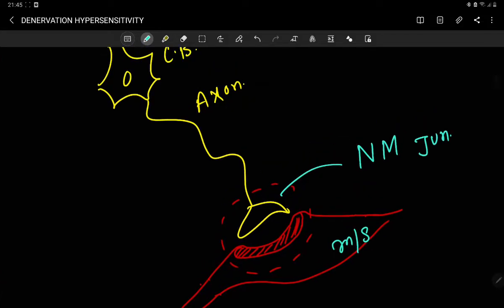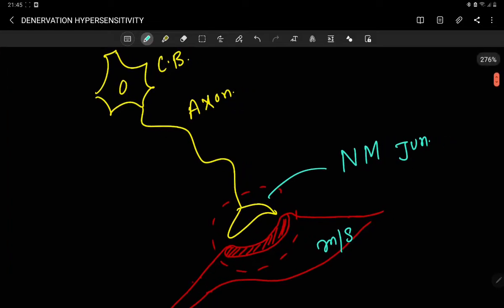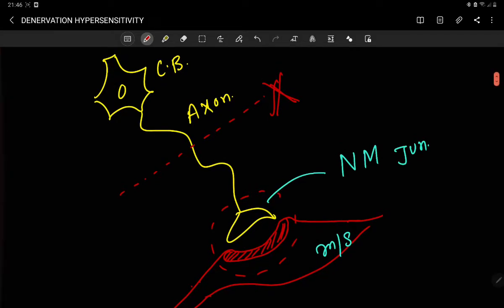Now what happens? Let's imagine the most common cause of nerve injury. This is obviously bone fracture. Generally the bone fracture is the most common cause of nerve injury. Although this is a huge topic of orthopedics, I am here just talking about the physiology of denervation hypersensitivity. So let's imagine at this level there is an injury of this nerve, of this neuron.